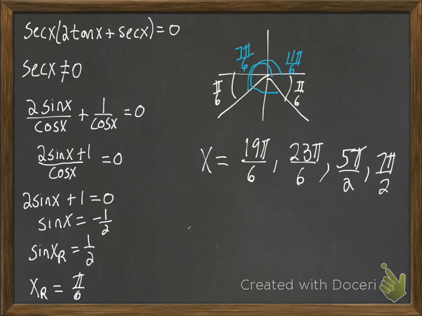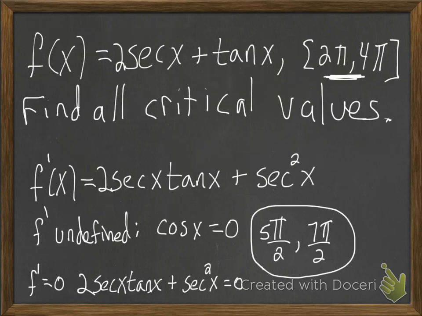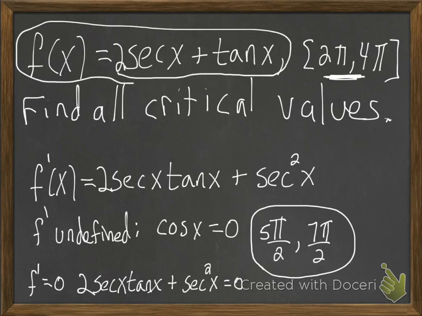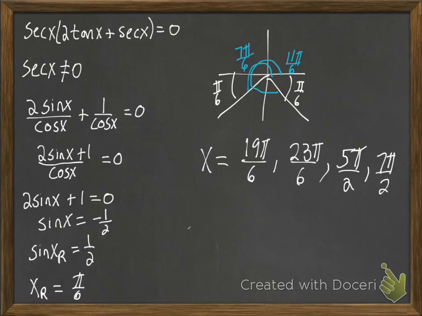Now these last two, as far as critical values, won't be counted, because our original function up here, 2 secant x tangent x, is not defined at those, so those don't qualify as critical values. So, in answer to the question as it was originally asked, what are our critical values? 19 pi over 6 and 23 pi over 6.